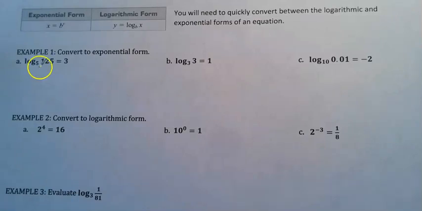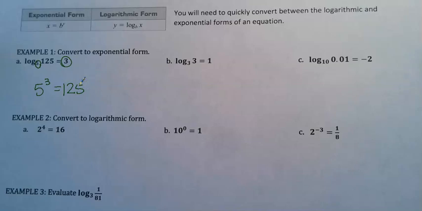So we have them in logarithmic form. We just want to convert them to exponential form. So remember, this number becomes our base. Okay, this number becomes the exponent. So 5 to the third is equal to 125.